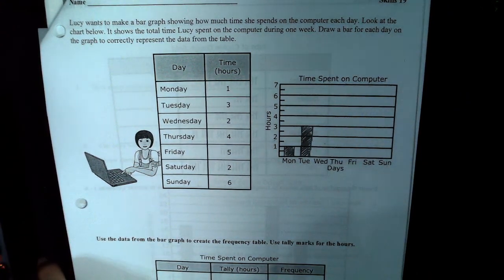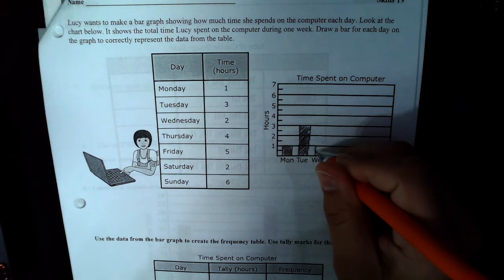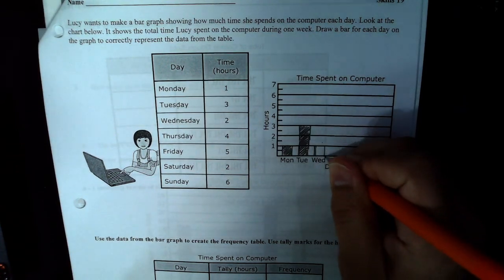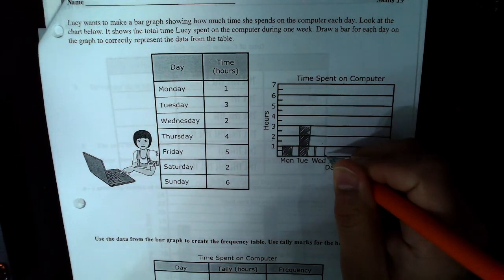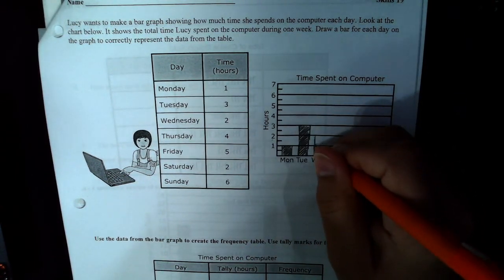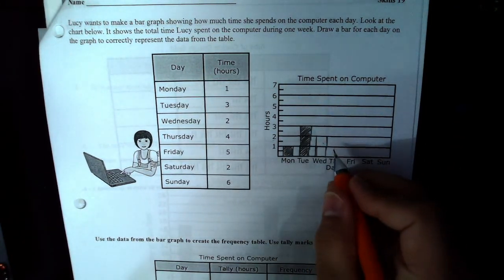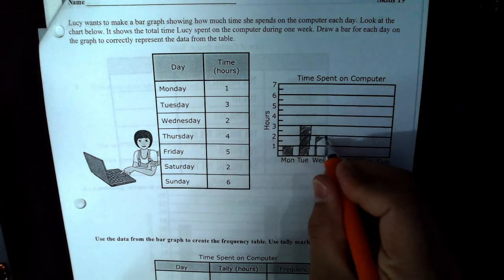For Wednesday, who can tell me how many hours is she spending on that computer on Wednesday? Kylie, how many hours? 2 hours. So let's go ahead and draw my rectangle. And Kylie, what number do I need to stop at? You need to stop at the line 2. At 2. So here's the line for 1. I need to go a little bit further. There's the line for 2, and I stop. I'm going to color it in.